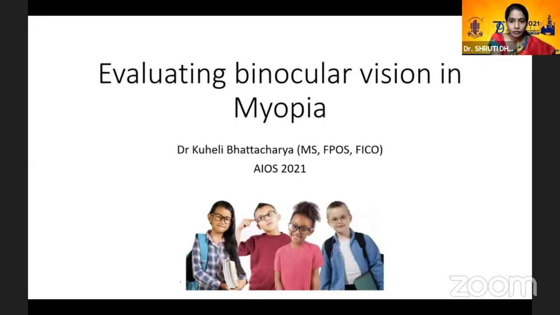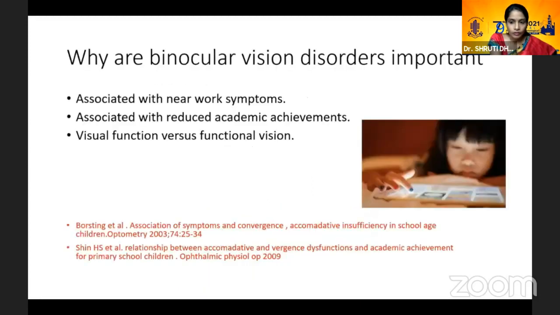And today, my topic is evaluating binocular myopia. So, why is binocular vision important in myopes? When we measure myopia or the improvement in myopia, we always measure the distance vision. Is it 6/9 or 6/6? And our Snellen visual acuity becomes our visual function. And that is what we all as ophthalmologists measure.